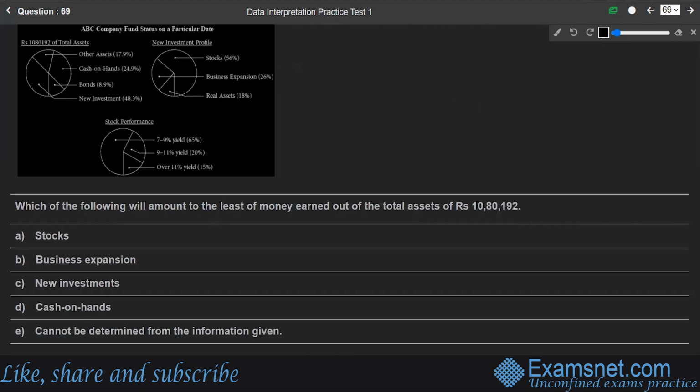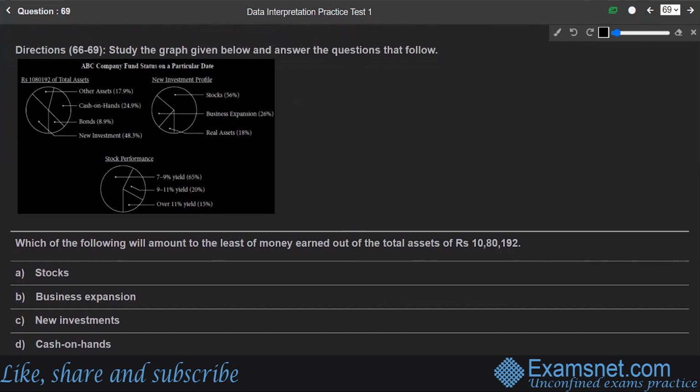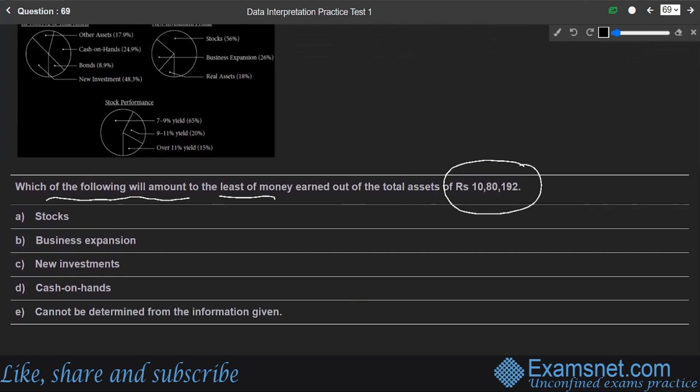Now, for the same pie chart, we have got a different question. Which of the following will amount to the least money earned out of the total asset of rupees 10 lakh 80,192? So clearly out of these options available, we have to answer the least one. So we are supposed to see the options first. Which of the following will amount to the least money earned? But there is a problem.